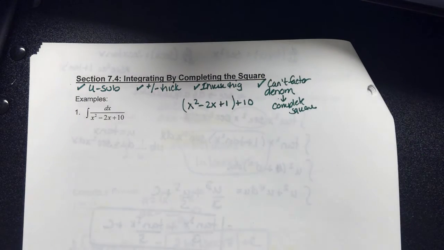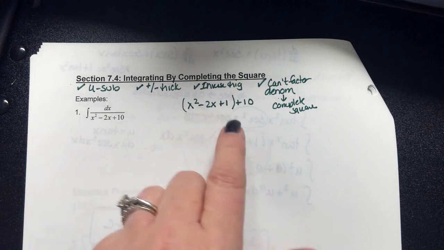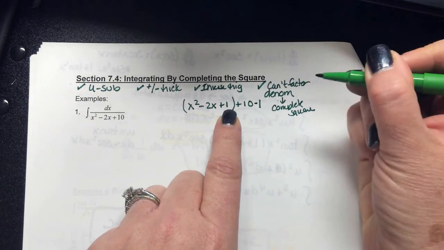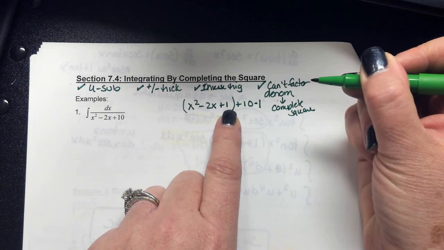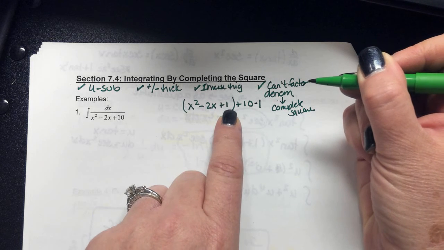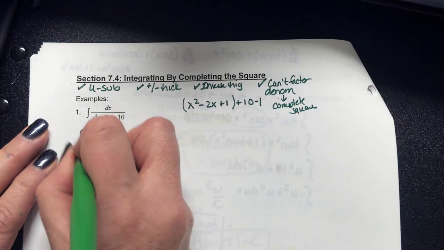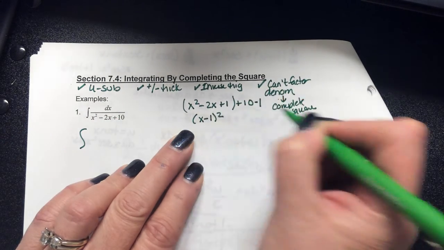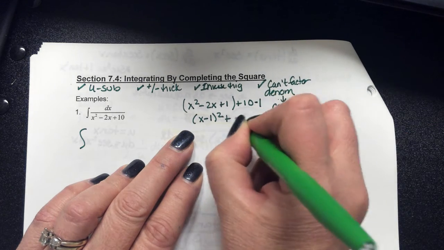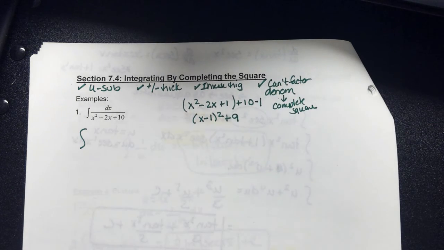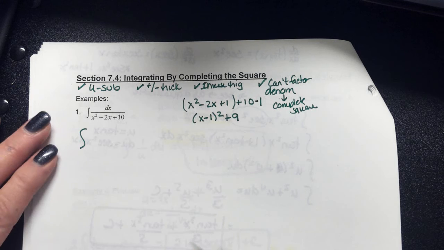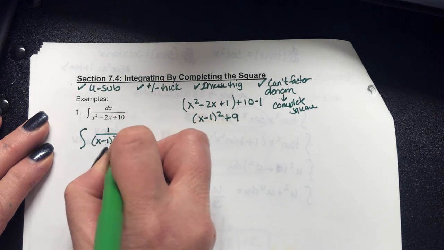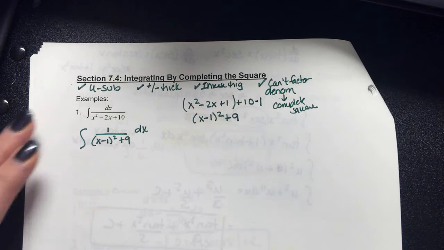Now remember, I can't change the value of this denominator. So if I'm adding 1, I'm going to have to also subtract 1 to keep my denominator equivalent. I'm just changing the appearance. I can't change the value. So again, I can rewrite now this binomial as x minus 1 to the second power plus 10 minus 1, which is a 9. So I'm just changing the appearance of the denominator into 1 over x minus 1 squared plus 9 dx.